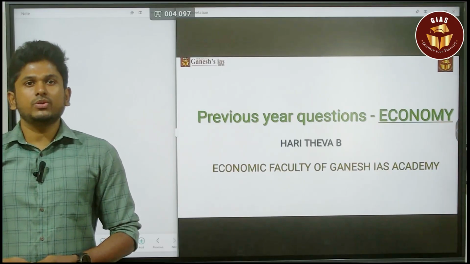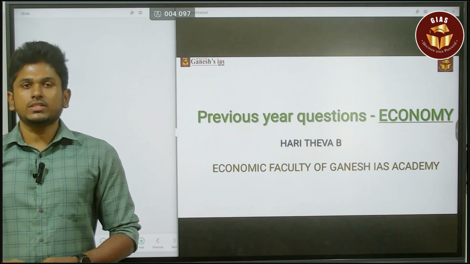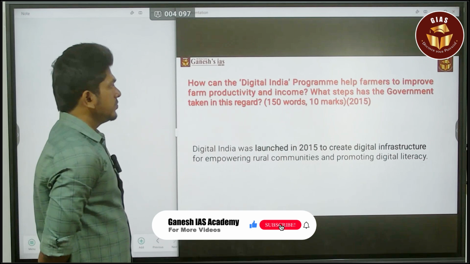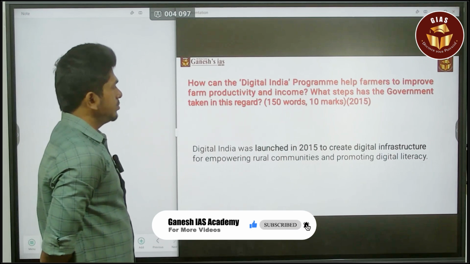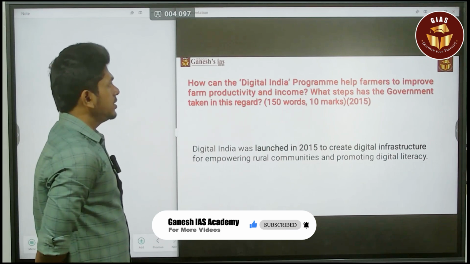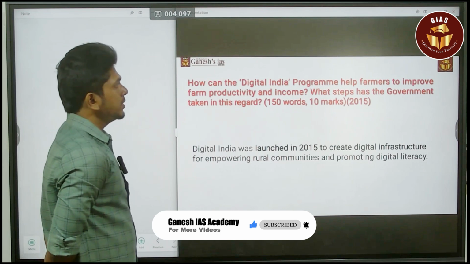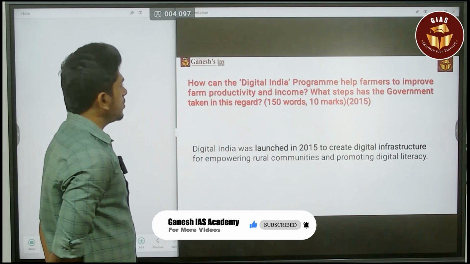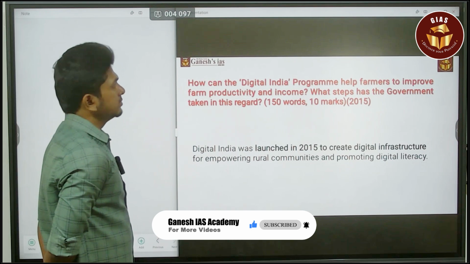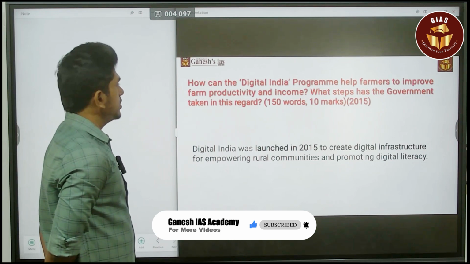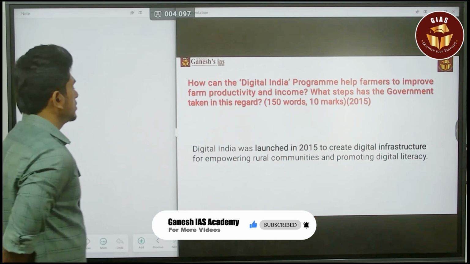In this session, we are going to discuss the previous year UPSC Mains economics question. Let's begin the session. This question was asked in 2015. It is a 150-word, 10-mark question. The question is about the Digital India program. How can the Digital India program help farmers to improve farm productivity and income? What steps has the government taken in this regard?